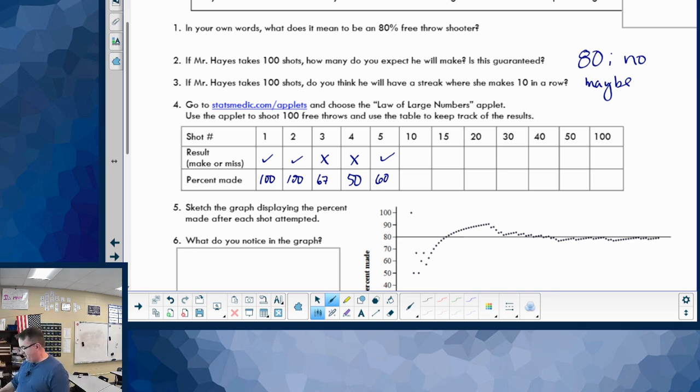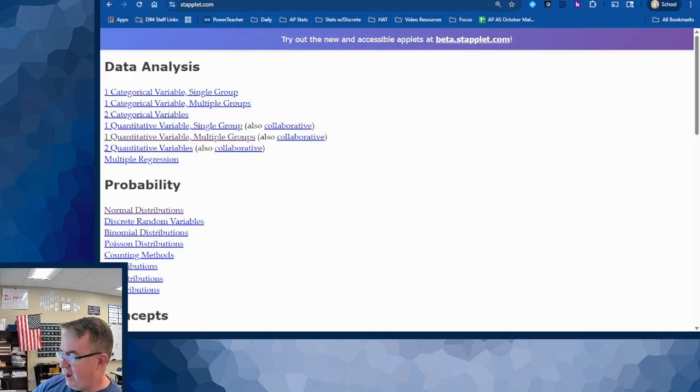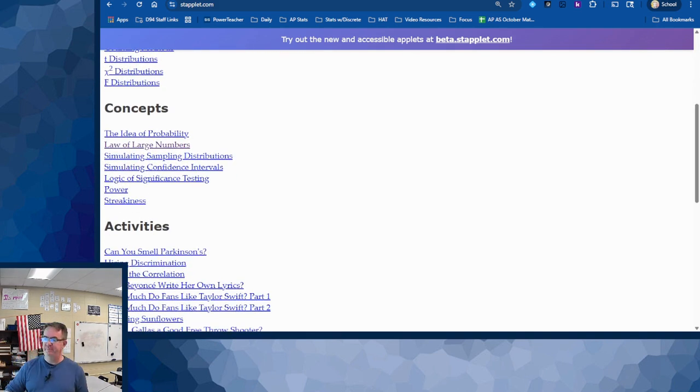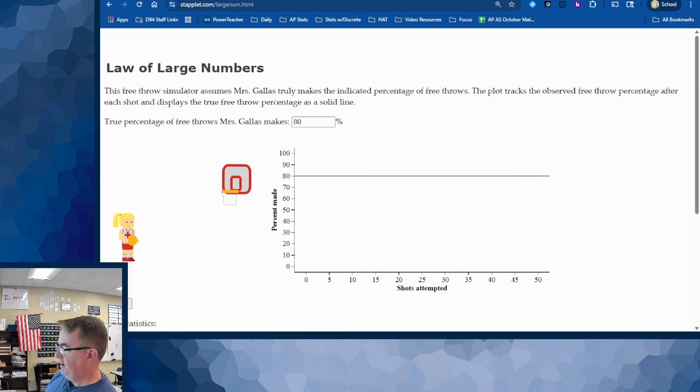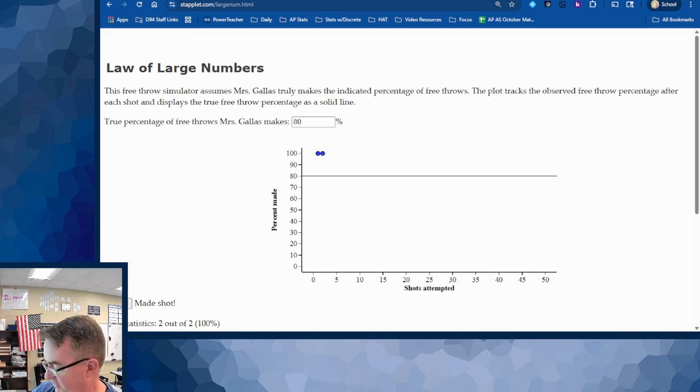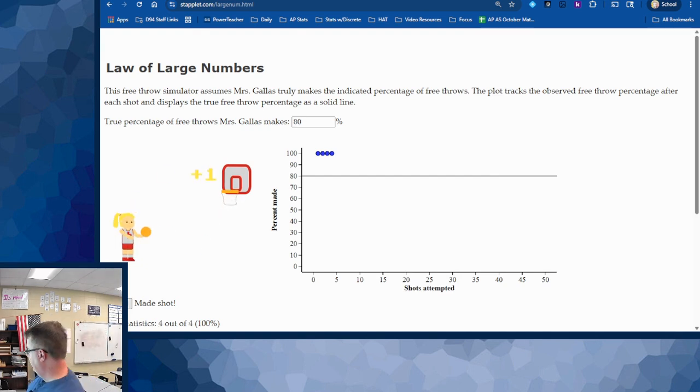And then once you get down to the end, you're going to scroll down until you get to the law of large numbers. And now, this is another stats teacher named Mrs. Gallus, but you're going to go through and you're going to say, shoot it. So there, she made the first one, then the second, and you can see the graphs being built over there. So take a second, and you're going to continue to do that. I've got up through 5, and then 6, 7, 8, 9, 10. She's on fire.